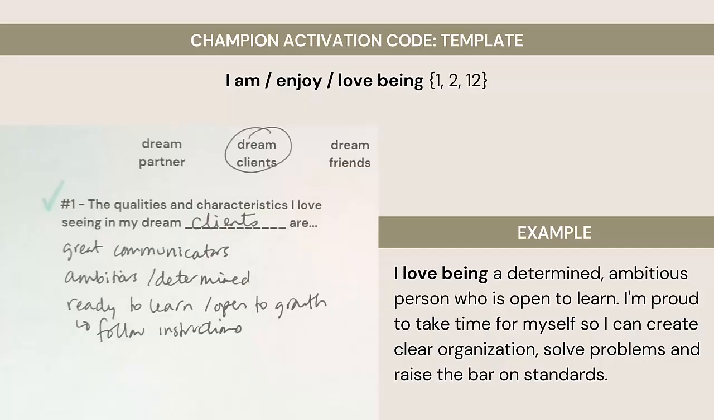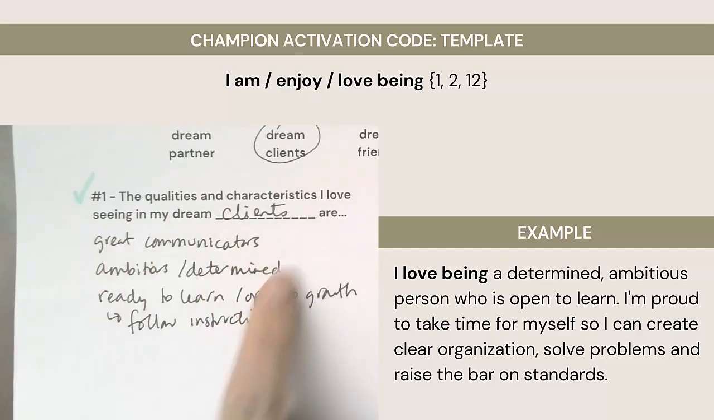Let's keep this in context. Do it the right way. It only takes a few more minutes. All right, so let's jump into it. I'm going to show you how to do this. The first sentence of the template is I am, I enjoy, or I love being. And then you use your answers from question 1, 2, and 12 to go for ingredients.